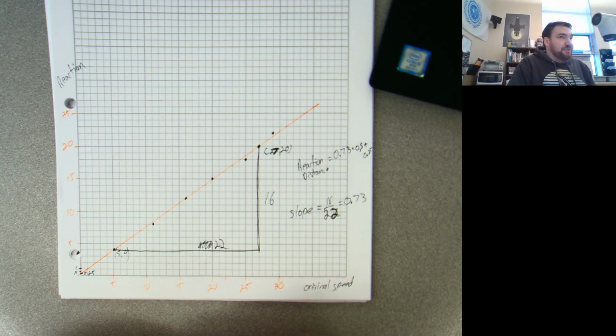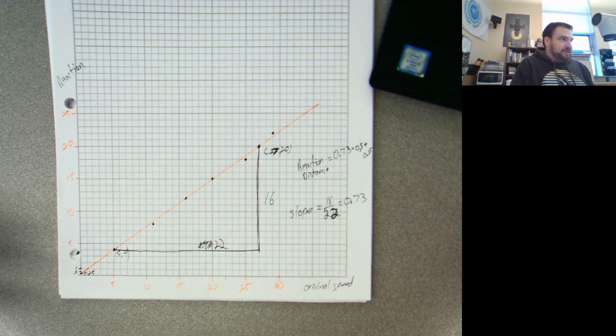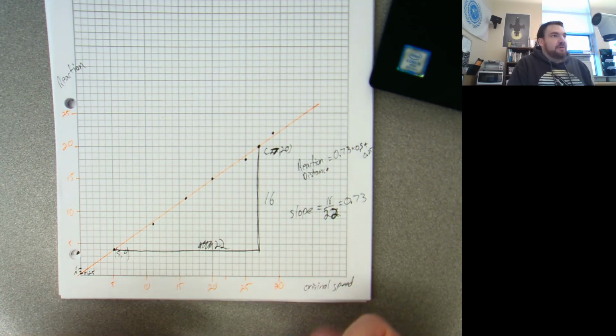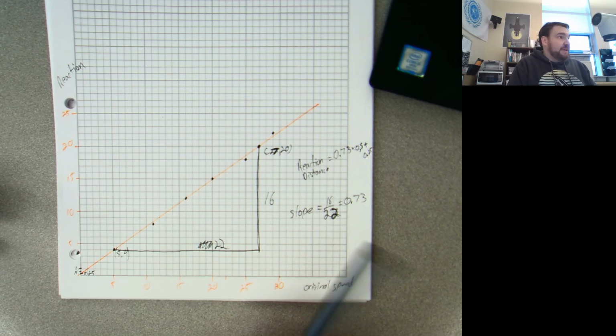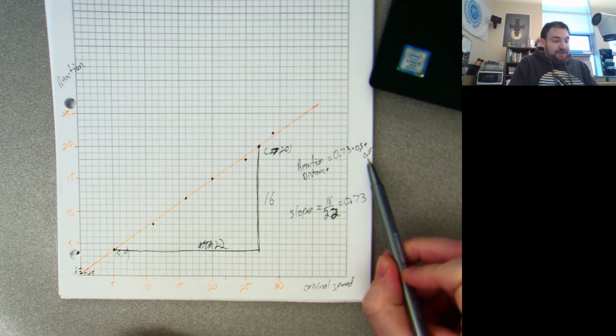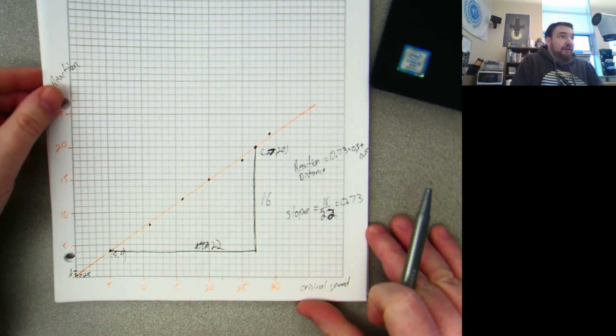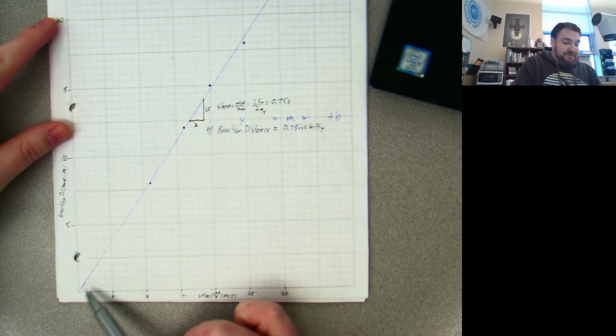Unless it actually goes through 0, 0, don't assume it. I mean, 0, 0 makes sense. If you have no original speed, your reaction distance is going to be 0. But that's not what the line shows. So even though your line might go against what you believe common sense to be, that's fine. This just becomes plus or minus, well, in this case, plus 0.25. It's error.